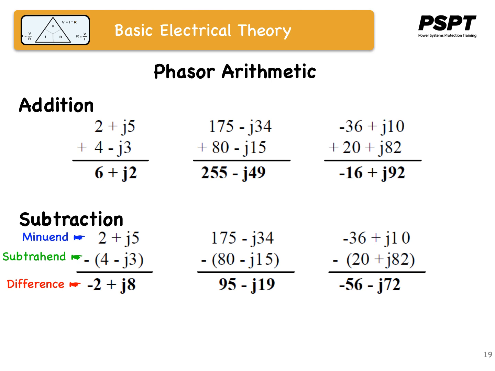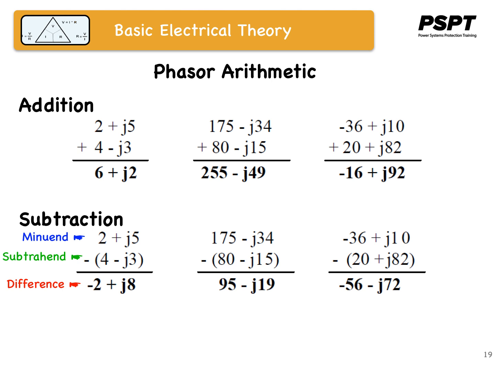When you do that, all you have to do is remove the brackets and move the minus sign inside the brackets. In the subtrahend, the 4 will now change to a minus 4, and the minus J3 will change to a plus J3, and then you just add the two of them together. So subtracting 4 minus J3 from 2 plus J5, the real components add up to minus 2. The imaginary components add up to plus J8.